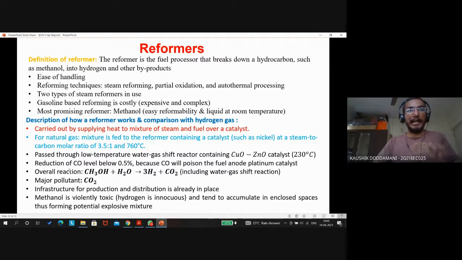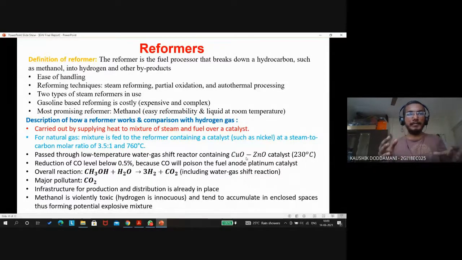That mixture is passed to a low temperature water gas shift reactor. I just mentioned that the reformer is a fuel processor. So a fuel processor consists of a reformer as well as a water gas shift reactor. After this mixture, we pass it to a water gas shift reactor containing CuO and ZnO as catalyst at 230 degrees Celsius.